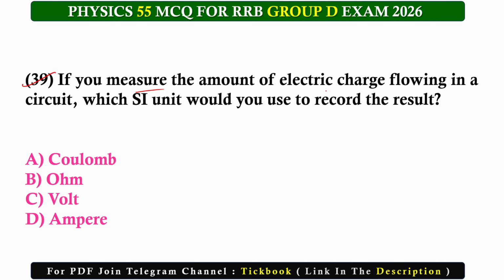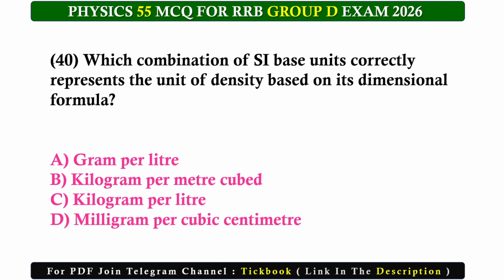39. If you measure the amount of electric charge flowing in a circuit, which SI unit would you use to record the result? Option number A, coulomb.